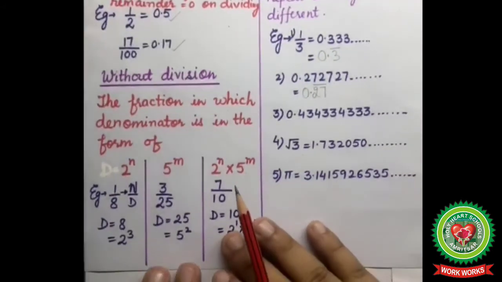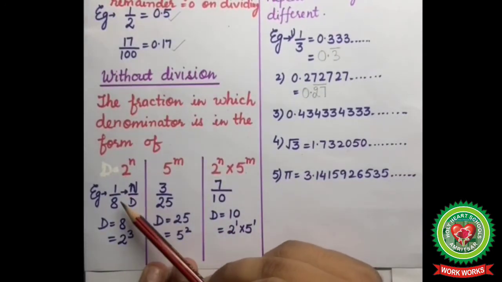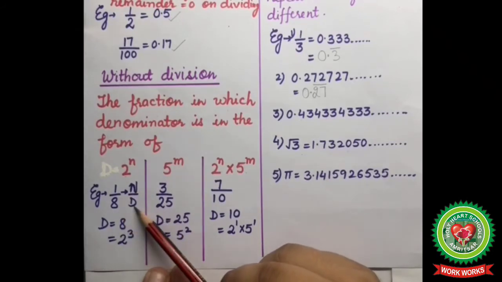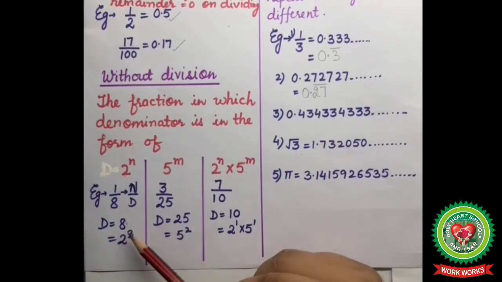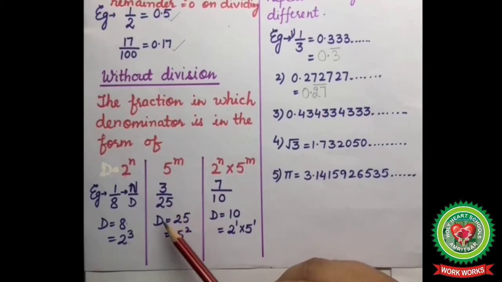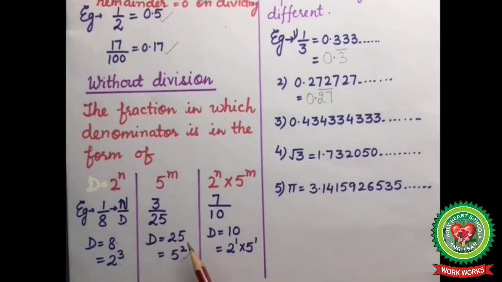For example, 1 upon 8. In this, 1 is the numerator and 8 is the denominator. So the denominator is 8, which can be written as 2 cube. So in this, the denominator is containing only 2 as a prime number. So it will be a terminating one. The other example, that is 3 upon 25. In this, the denominator is equal to 25, which is equal to 5 square. Now in this case, we have just got the prime factor 5 only. So it will be a terminating one.